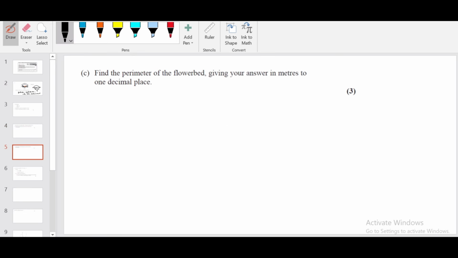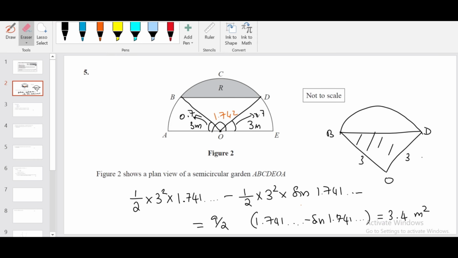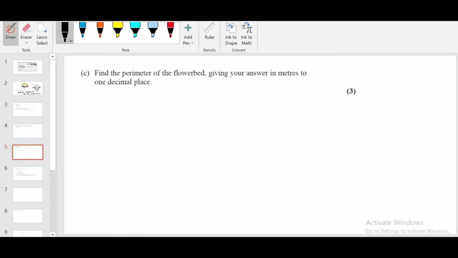Let's move on to part C. Find the perimeter of the flower bed. Again, I need to take the figure. You need to find the perimeter. That means this arc length and this length. We can find the arc length by r theta, r times theta, 1.741, etc., plus we need to find the length BD. We know this is 3, this is 3.